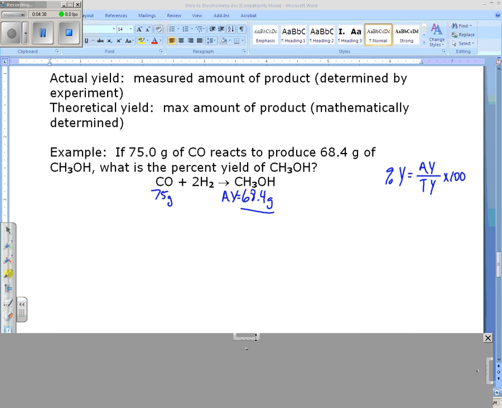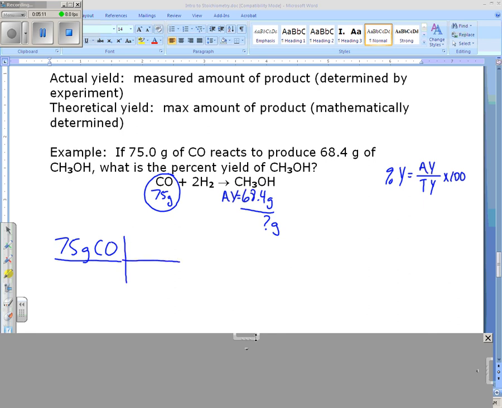Now we need to get our theoretical yield. How much methanol could we make in a perfect world? It needs to be in grams because our actual yield is in grams, and we need to compare apples to apples. So that's where this number right here comes in. You start with the amount of reactant that they give you. They go ahead and tell you that this is your limiting reactant. So I'm going to start with 75 grams of carbon monoxide, and I'm going to go to methanol.